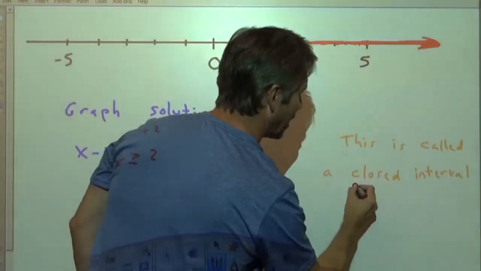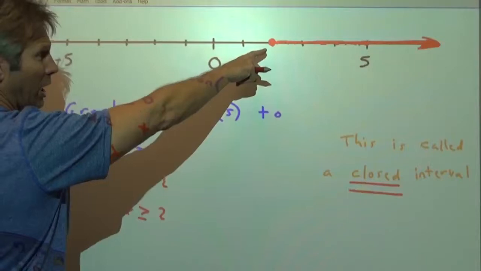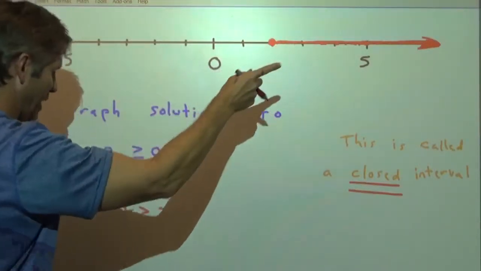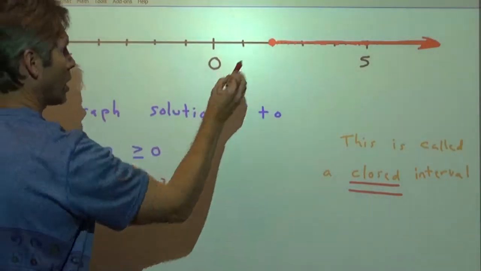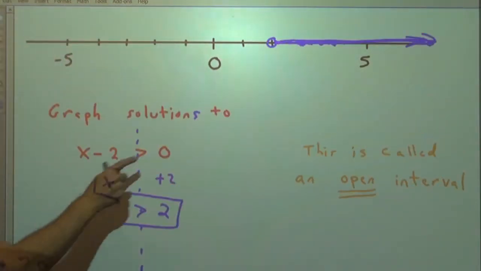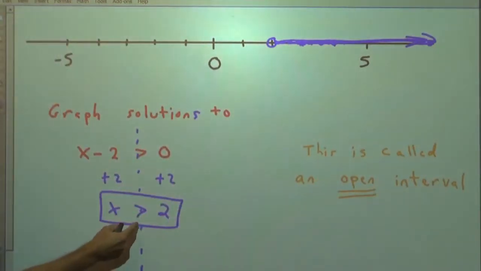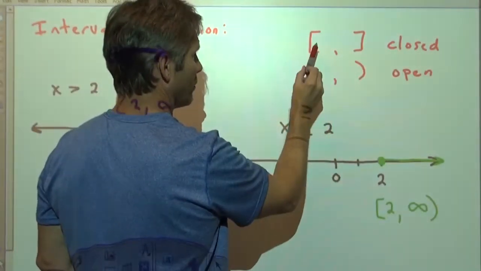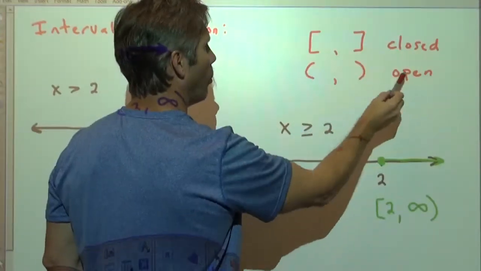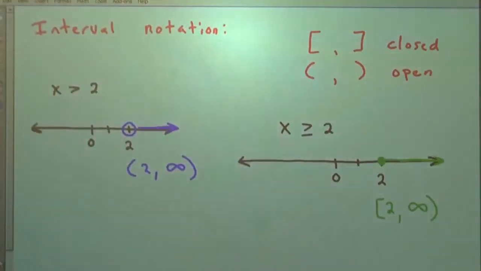This is called a closed interval. We close it off with a dot because 2 is also a solution. X could be greater than 2, but it can also equal 2. Closed interval, and remember, open interval. X cannot be 2, so an open circle at 2. Well, then we go here, we need interval notation. A closed interval is depicted with brackets. Open intervals are depicted with parentheses.